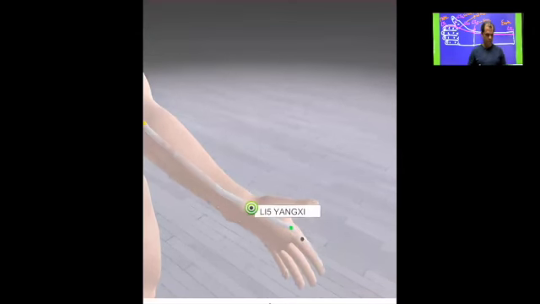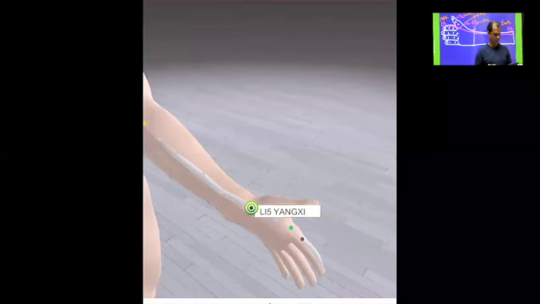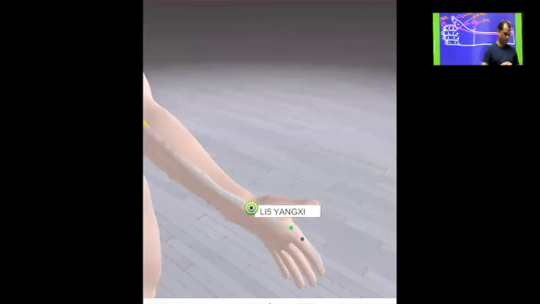Then this is the location of LI5 on the wrist. In the wrist we have a depression, called the anatomical snuffbox. So this is the location of LI5, and with the help of LI5 we can cure frozen shoulder or shoulder pain, and this is the fire point of the LI meridian.